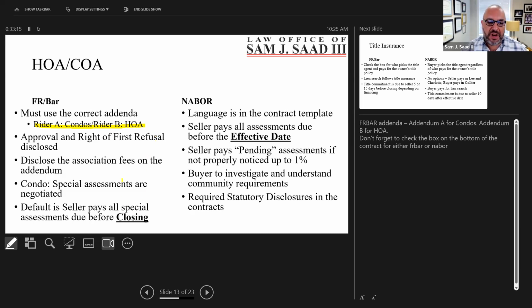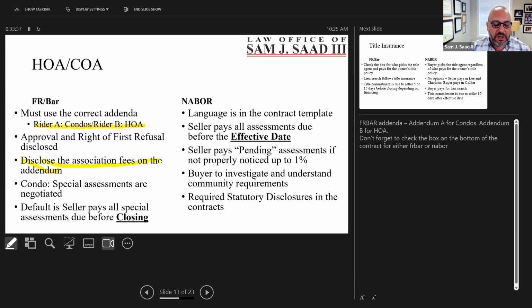I can't tell you how many contracts I get in where the rider's missing, and you have to go back and add a bunch of detail so that you can have a proper closing. Under FRBAR, the approvals and rights of first refusal have to be disclosed up front. And you disclose the association fees on the addendum. This is a big deal.